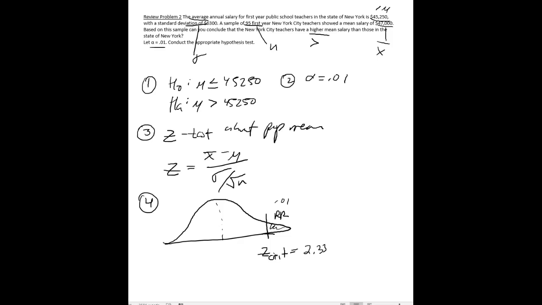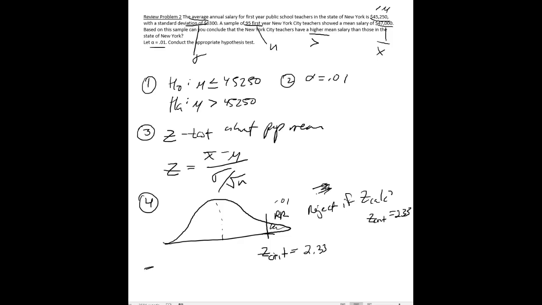If you would like to look that up, you can find in your table the z value where 0.01 of the probability is above it. Conversely, that's going to be the same as looking for where 0.99 is below it. All right. Okay. So now we're going to establish our rule. So we're going to say reject if z calc is greater than z crit, which is equal to 2.33.